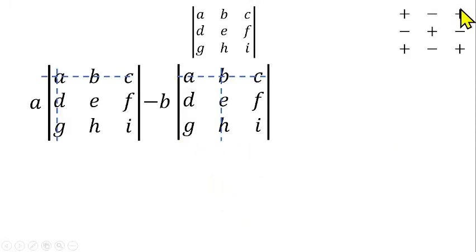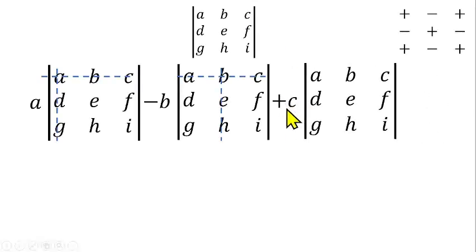Then the next one is positive, which is for C. So you have plus C. Then reduce the 3 by 3 matrix to 2 by 2 by closing the row that this element belongs to. Close this first row, and this element belongs to the third column, so you close the third column. So you are left with D, E, G, H. So you'll be having C, then two straight lines D, E, G, H left. Which is going to give us something like this.